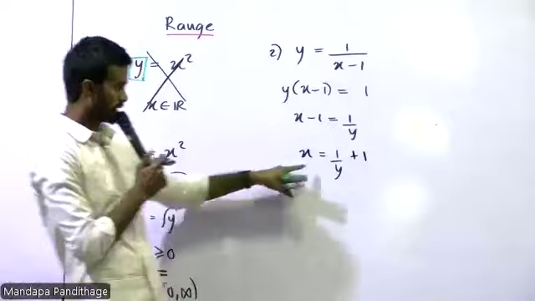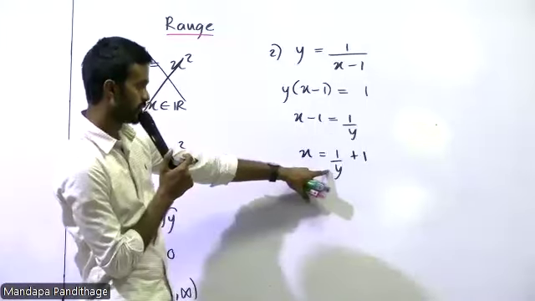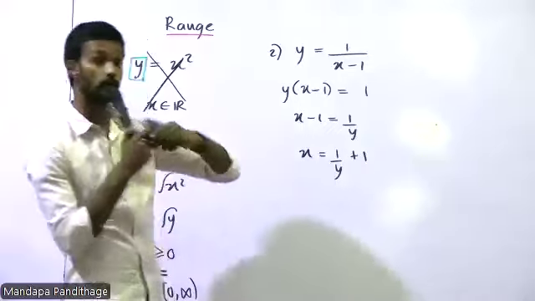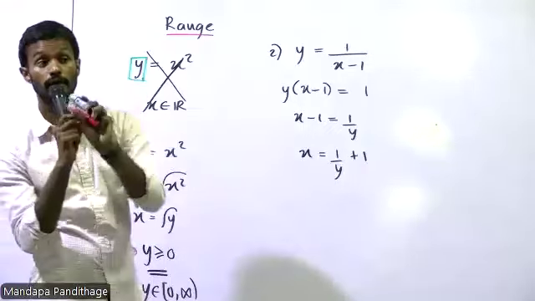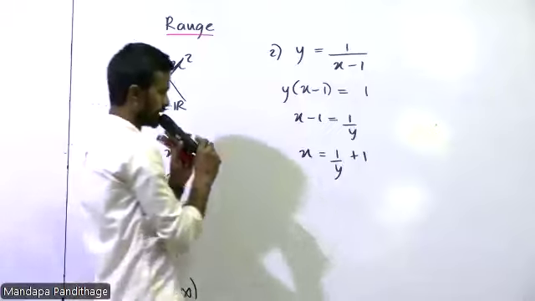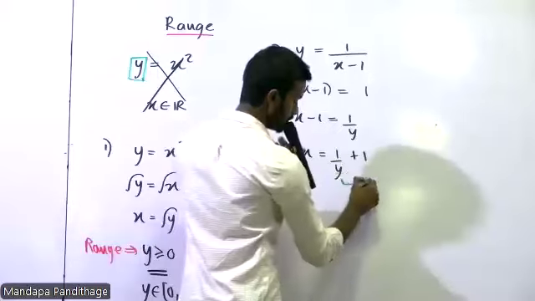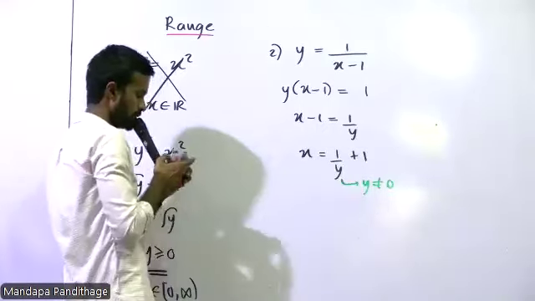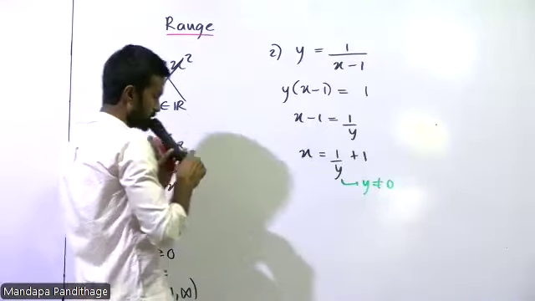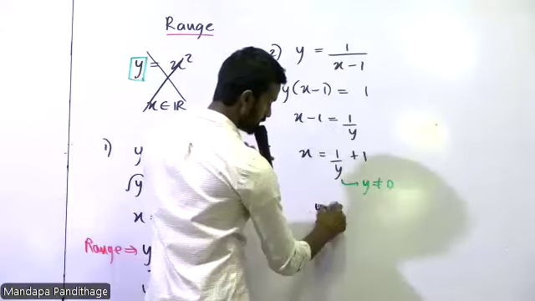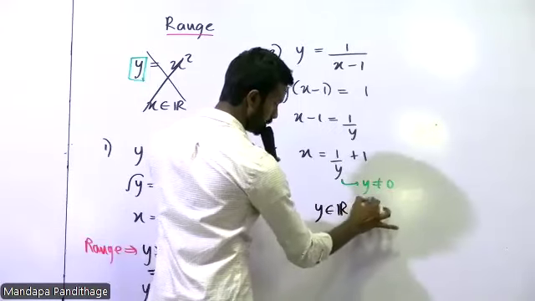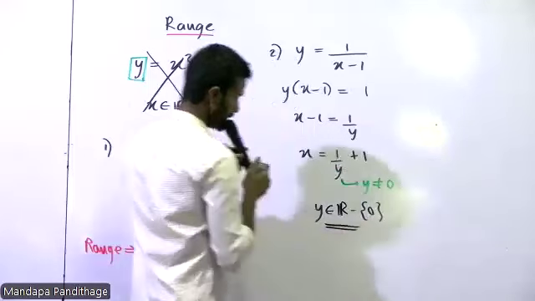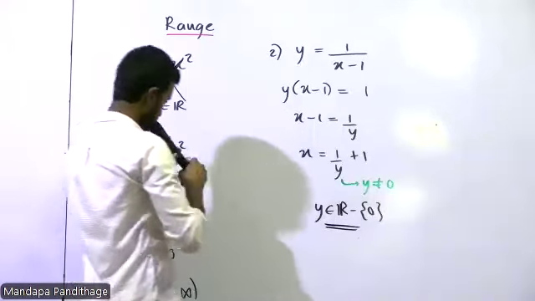So after you subject x, check whether there is a denominator. Yes, there is a denominator. If there is a denominator, the denominator can't be 0. So here, y can't be 0. y is not equal to 0. Then you can write the range. What is the range? y can be any real number, but it can't be 0.